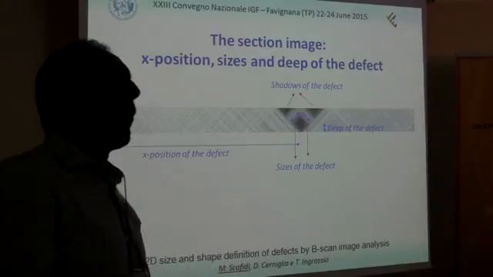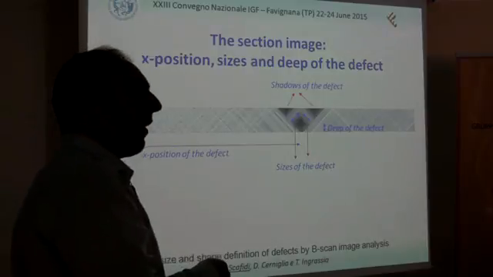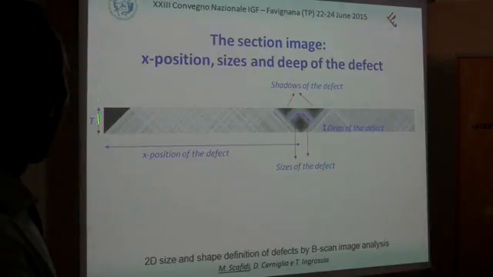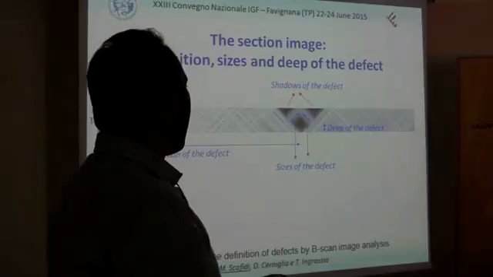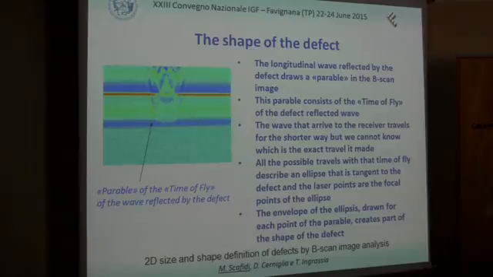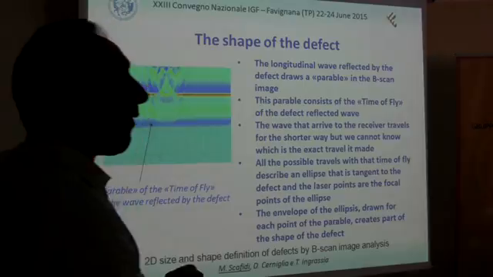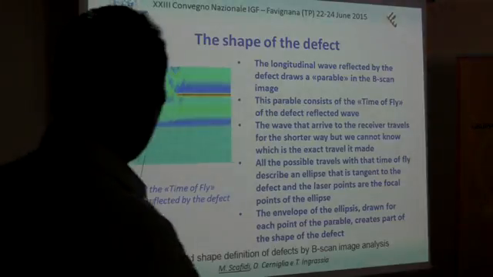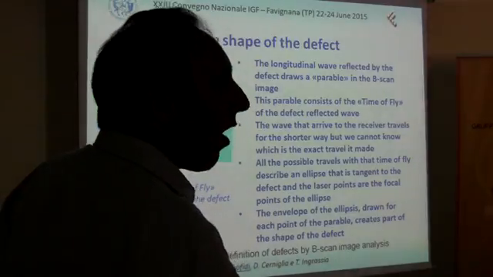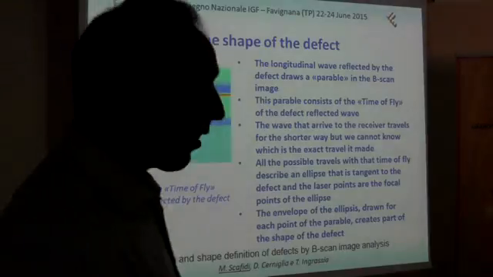Now we want to find the shape of the defect. In this application, we have a circular defect of 2 millimeter in a 5 millimeter plate. And we can find this shape. How we can? We can study the parabola, the parabola we found before. What is it? It is the time of flight of the reflected wave from the defect.